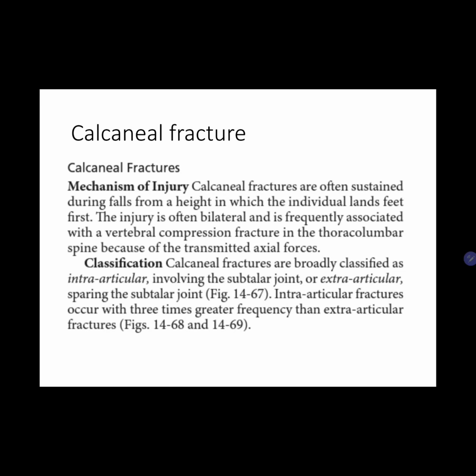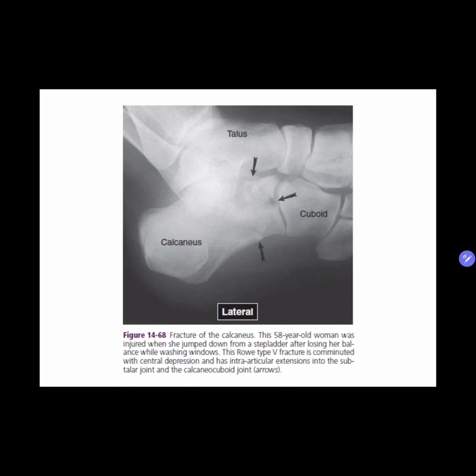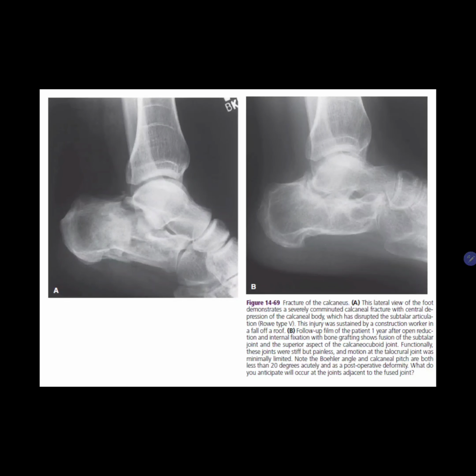Alright, so this is an example of the Rowe classification of calcaneal fractures defined in injury patterns. So familiarize yourself with this one. And then you have a fracture of the calcaneus here, seen in the pictures. And then you have also another fracture of the calcaneus. Alright, so these are the radiologic evaluation, the treatment, and the complications. I'll leave the reading up to you.